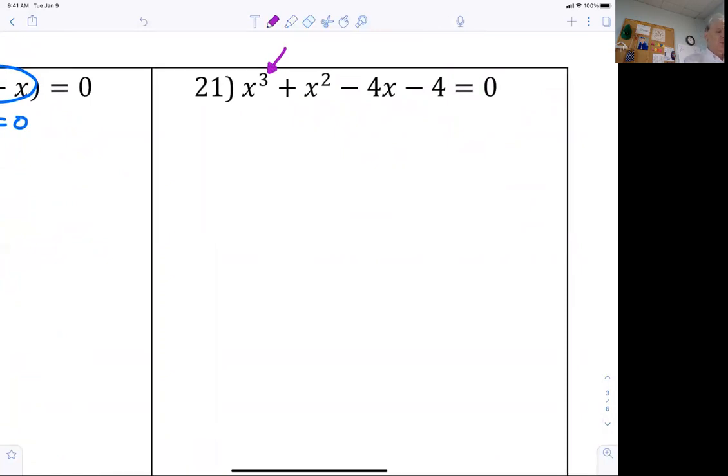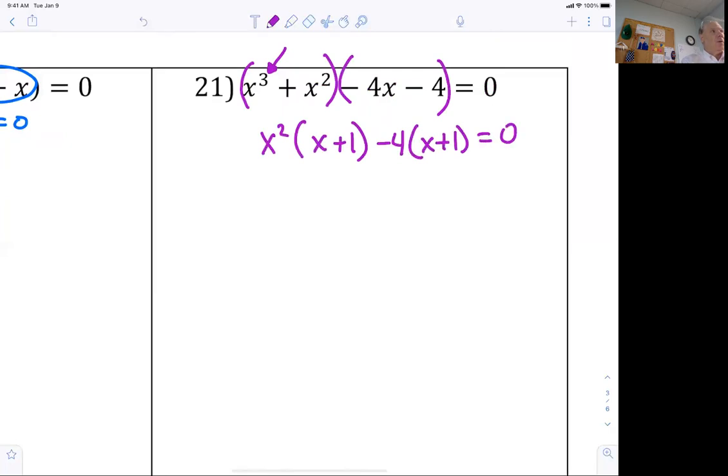So how do I factor this? It's called factoring by grouping. All right? So the first thing is we factor out the x squared, and you end up with x plus 1. Then you're factoring out a negative 4, and you're left with x plus 1. Now, this right here is common. So now you have x plus 1 times x squared minus 4 equals 0.